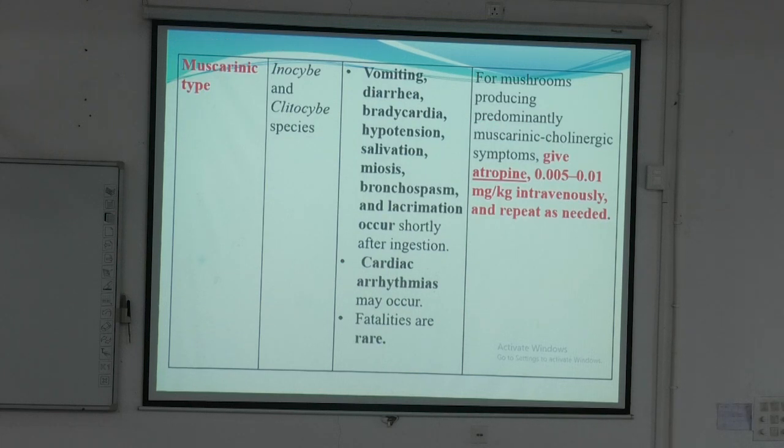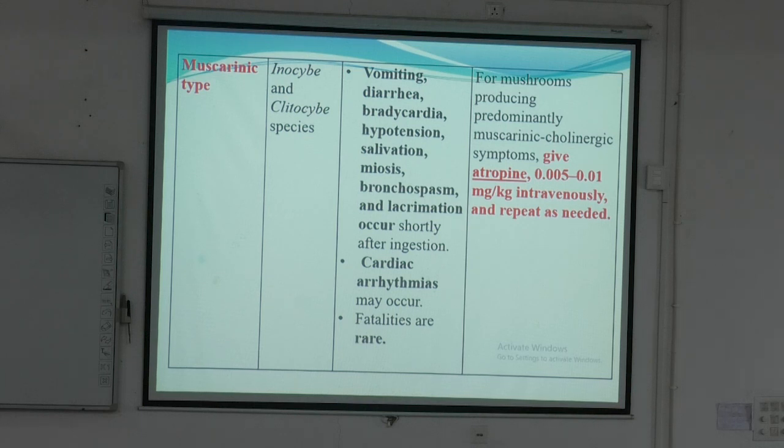The second type is the muscarinic type. This poisoning is done by the species of Inocybe and Clitocybe. The symptoms are vomiting, diarrhea, bradycardia, hypotension, salivation, miosis, bronchospasm and lacrimation, occurring shortly after ingestion. Cardiac arrhythmia also can occur, but fatalities are rare. This is less serious. For this mushroom poisoning, there are predominantly muscarinic cholinergic symptoms. You can see these are all cholinergic symptoms.